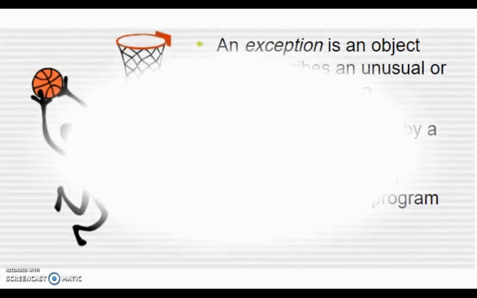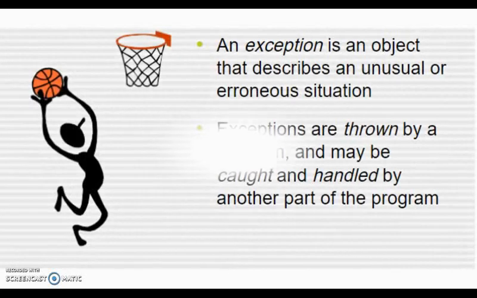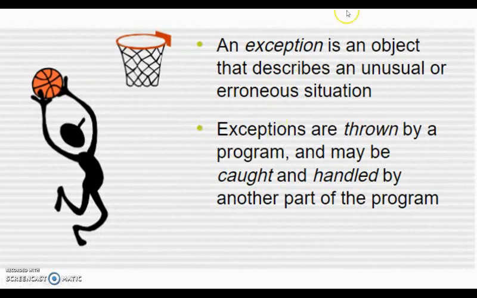You can have a general idea about an exception from a programmer's point of view. An exception is an object that describes an unusual or erroneous situation. All these exceptions can be thrown out of the program and may be caught or handled by another part of a program if you want to do it. Now let's move on to the programming part and learn how to handle these exceptions in C++.